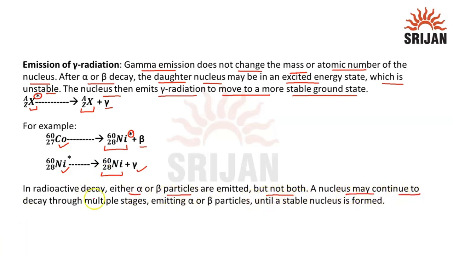A nucleus may continue to decay through multiple stages, emitting alpha or beta particles until a stable nucleus is formed. So that was all about it. I hope this topic is clear to you.